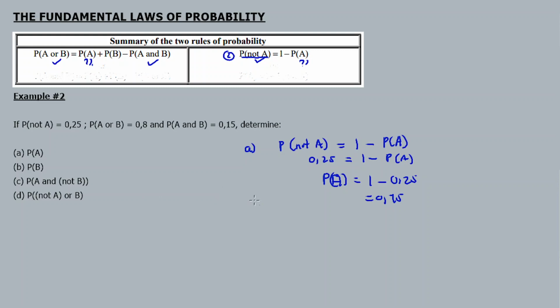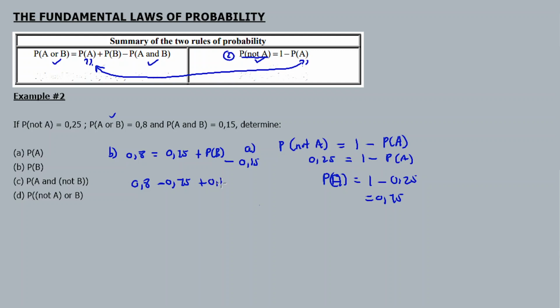B, I think B, the probability of B. Now that I have A, I will substitute here, then calculate B. So the probability of A or B I do have now: 0.8 is equal to the probability of A, 0.75, plus the probability of B, minus the probability of A and B, which is 0.15. So therefore 0.8 minus 0.75 plus 0.15 is equal to the probability of B.